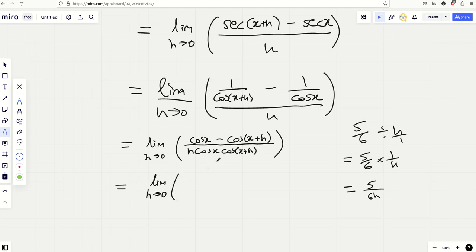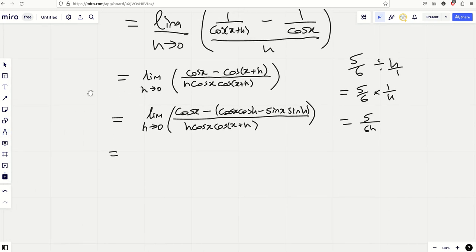Now the trick is, don't expand the bottom. Just expand the top using compound angle formulae. So you're going to have cos x minus, open the bracket, cos x cos h minus sin x sin h. That's just a standard compound angle formula for cos. All over h cos(x plus h). Cool.